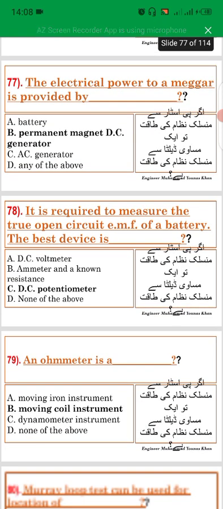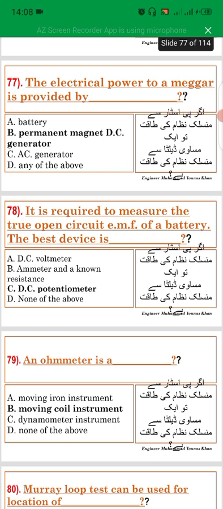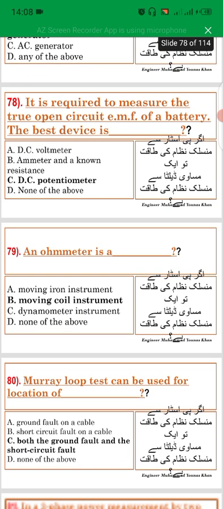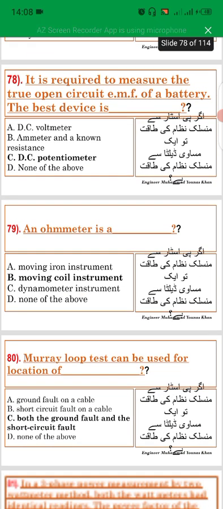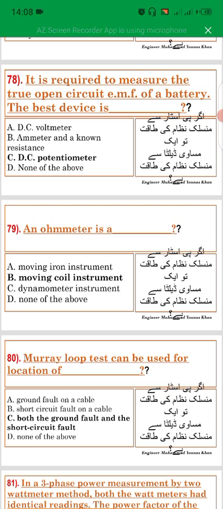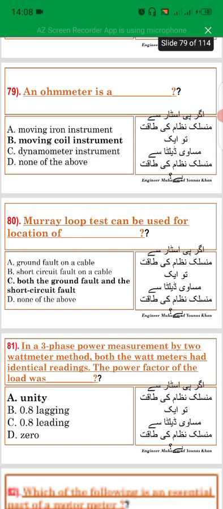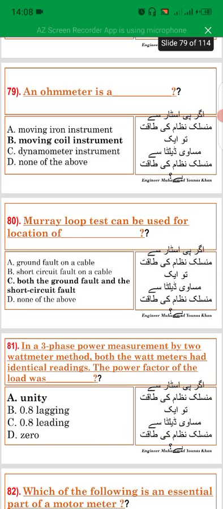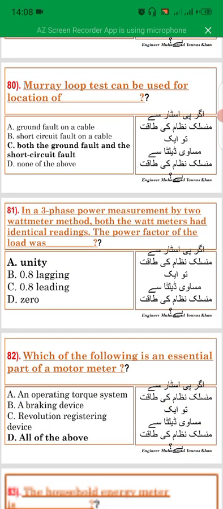The electrical power to a megger is provided by a permanent magnet DC generator. It is required to measure the true open circuit EMF of a battery. The best device is DC potentiometer. An ohmmeter is a moving coil instrument. Murray loop test can be used for location of both the ground fault and the short circuit fault.